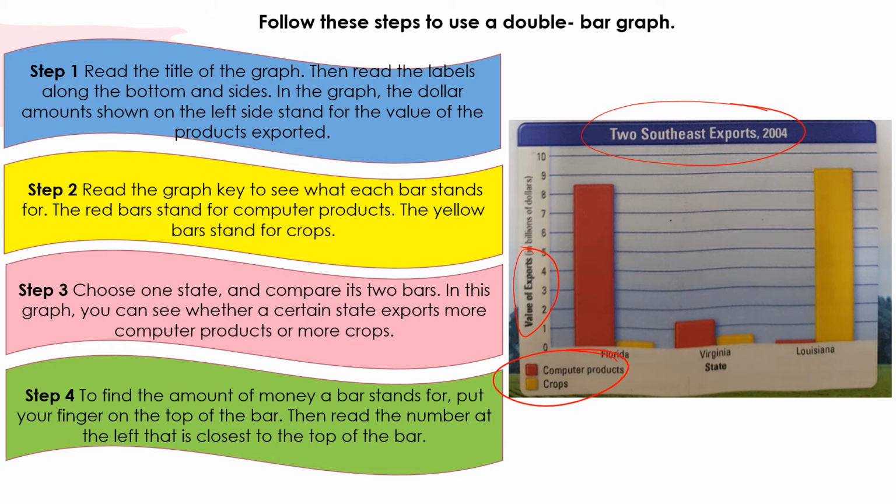And the last step: to find the amount of money a bar stands for, put your finger on the top of the bar. Then read the number at the left that is closest to the top of the bar. First, find the value of Florida's exported products. So we're going to find out the value of this state and look at this one.